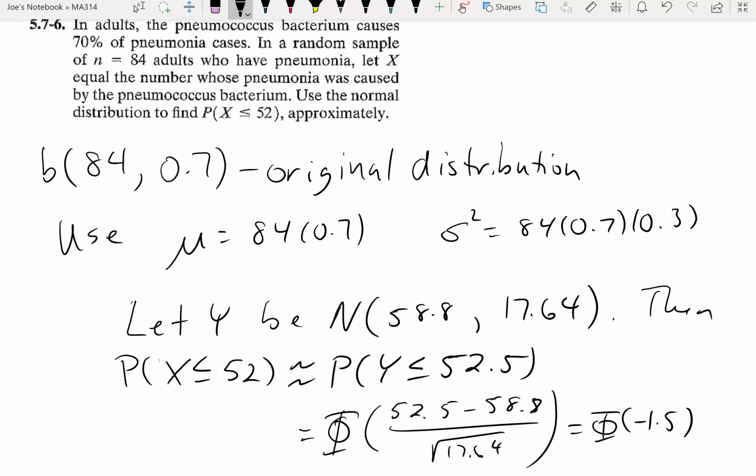So it's set up as a less than or equal to already, so it's set up as a CDF. I can just plug it directly into the phi, but I still need to standardize it. So I subtract off the mean, divide by the standard deviation, and get negative 1.5. This we can look up in the table. What do you get if you look that up in the table?